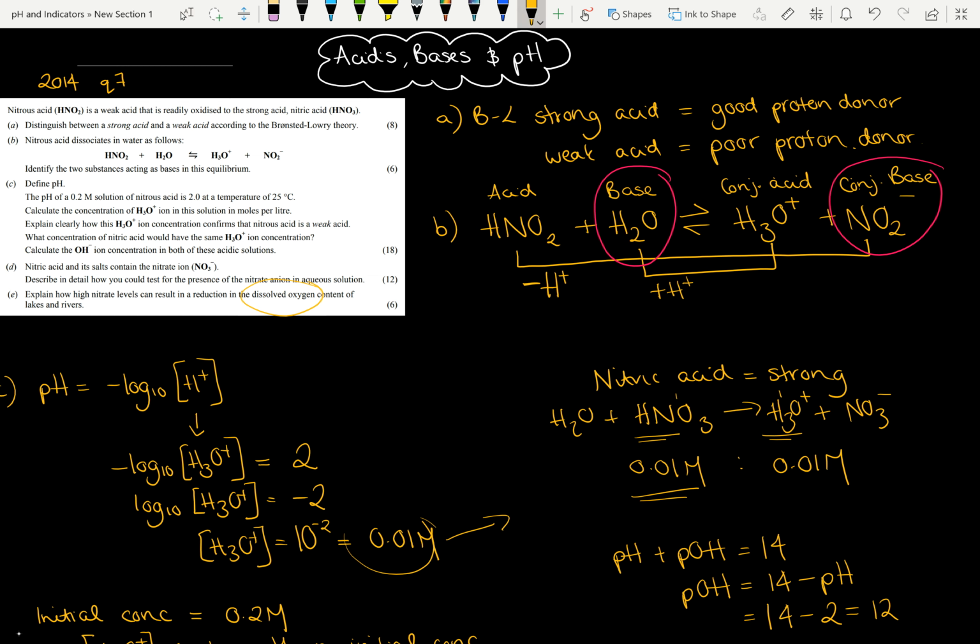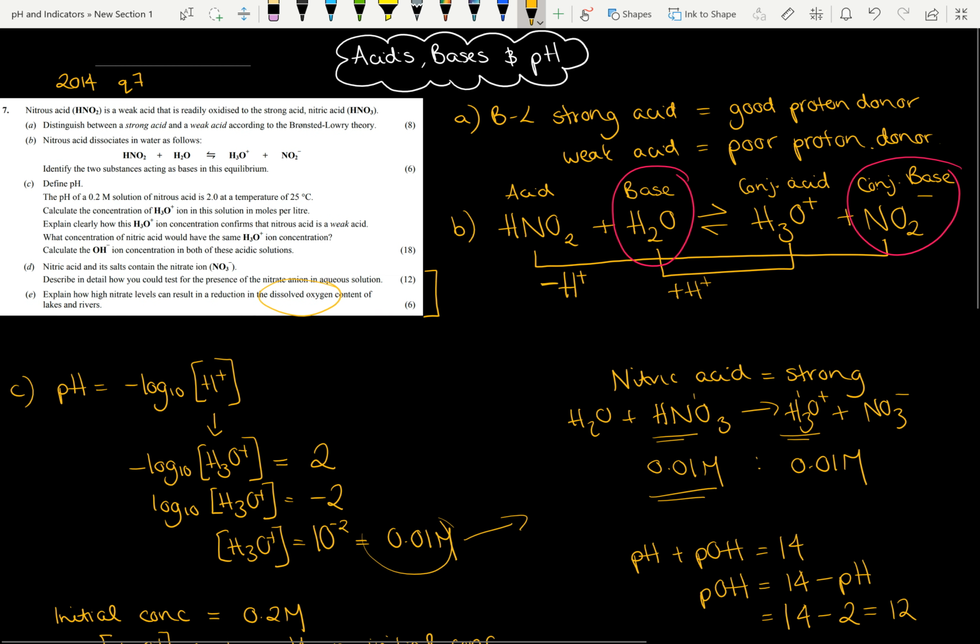So 18 marks there of this question were actually not technically acid, base, and pH, which is something that they like to do in the questions, so don't get thrown off when they mix different chapters.